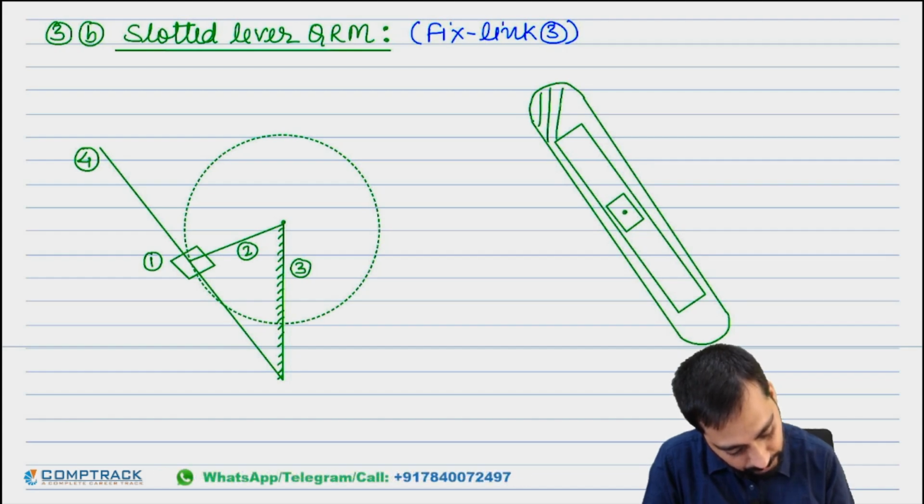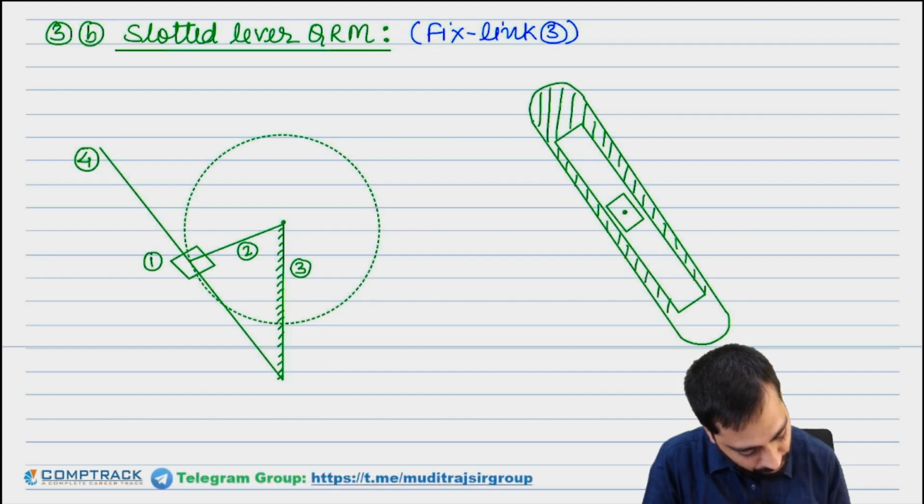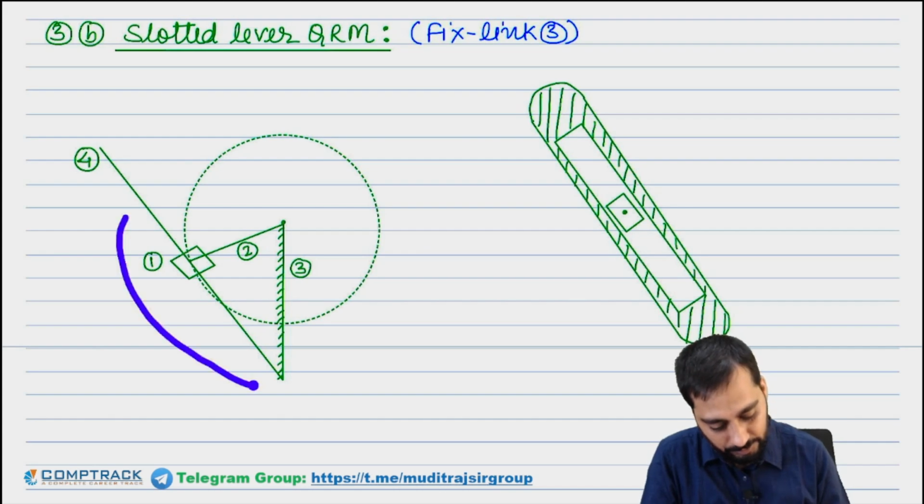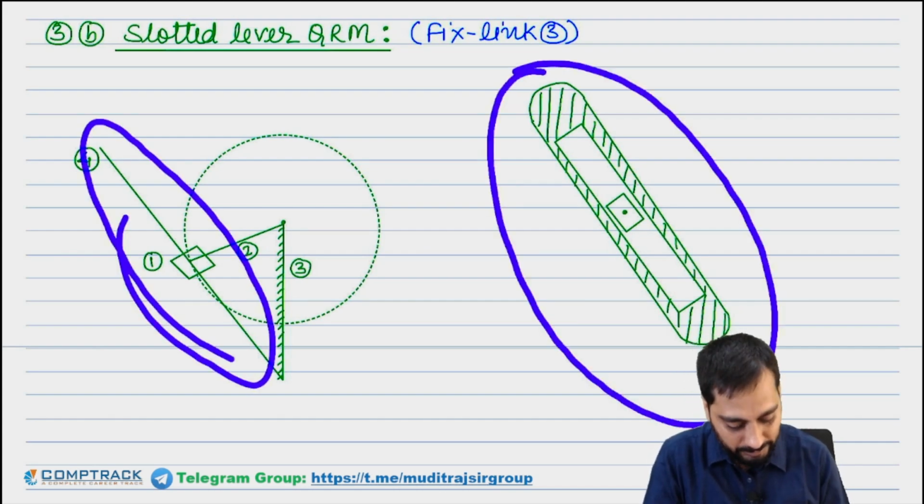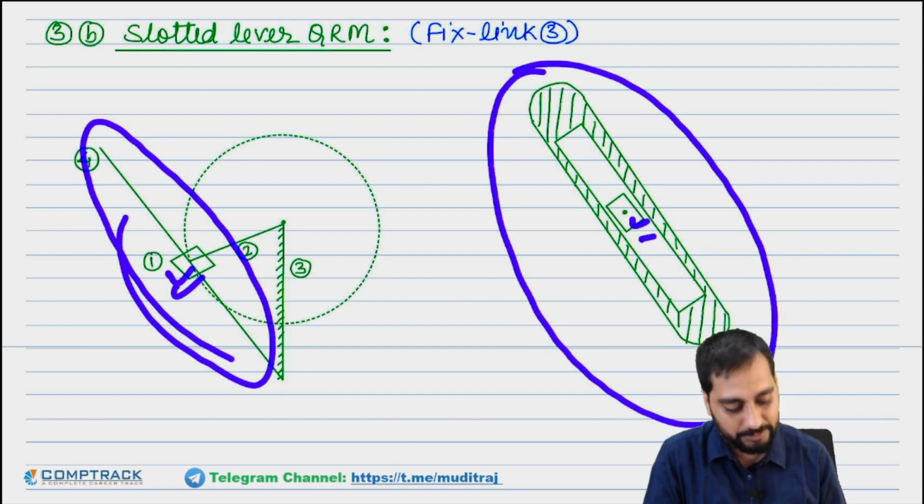This hole is a single body like this, and inside it a slot is cut. Slot is cut inside the lever. So actually the slotted lever is this. This lever is like this and this piston or slider is like this.